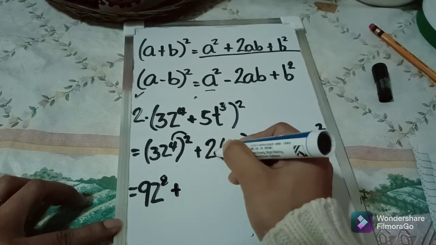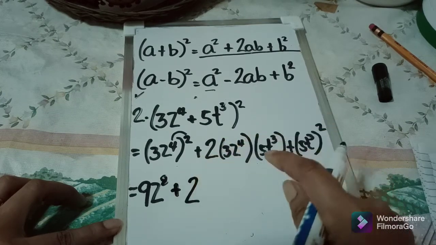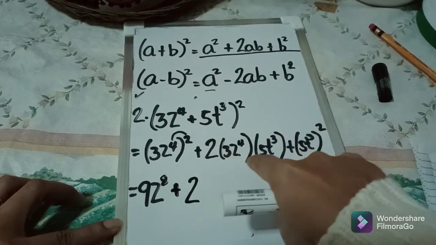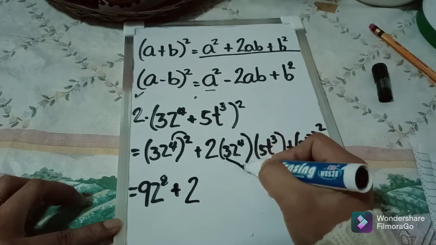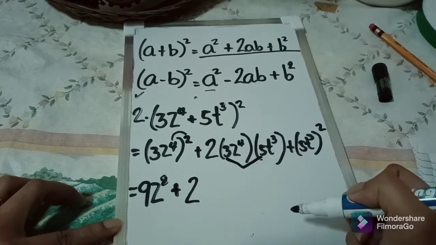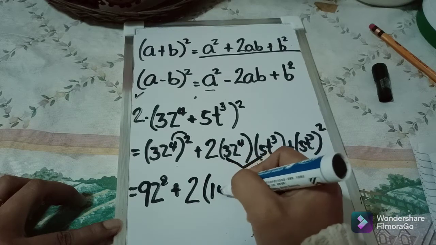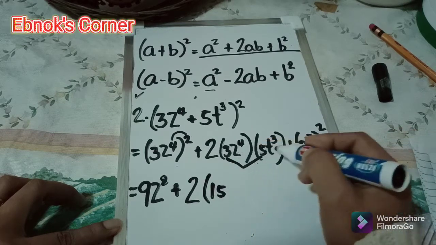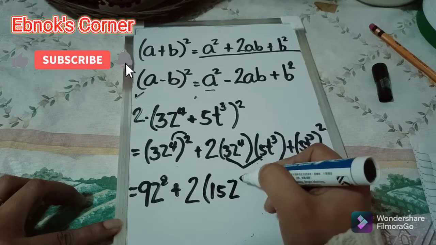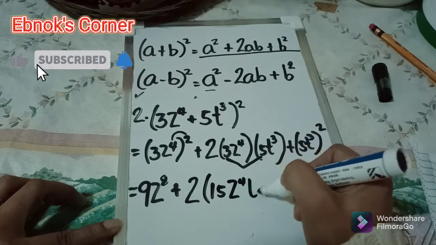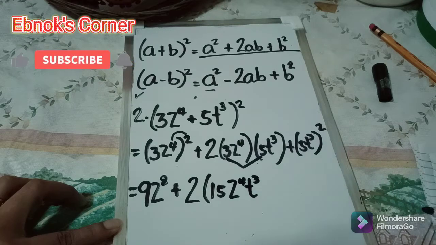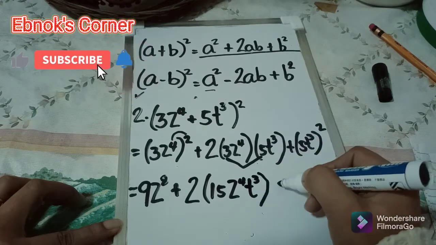Okay? Next one, sulat muna natin yung 2 dito. And then, pag-multiplyin natin ito. Just like kanina. So, 3 times 5, that's 15. And then, z to the 4th, t to the 3rd. Okay? Leave it there.